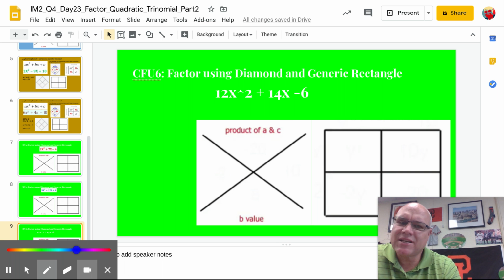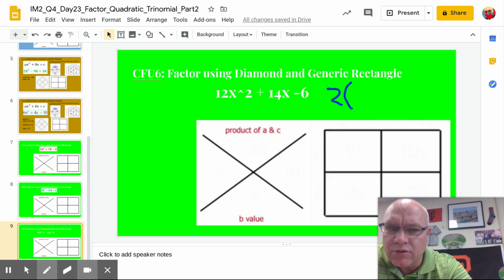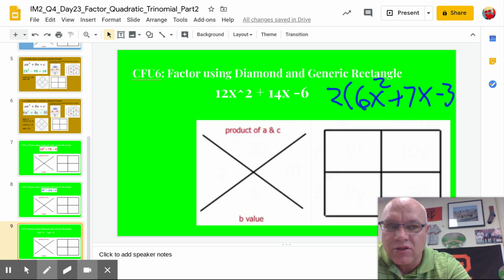Okay, we have 12x squared plus 14x minus 6. Is there a GCF? Well, I see they're all even numbers, so I know I can at least pull out a 2. Can I pull out anything more than 2? No. So it's going to be 2 times 6x squared plus 7x minus 3.